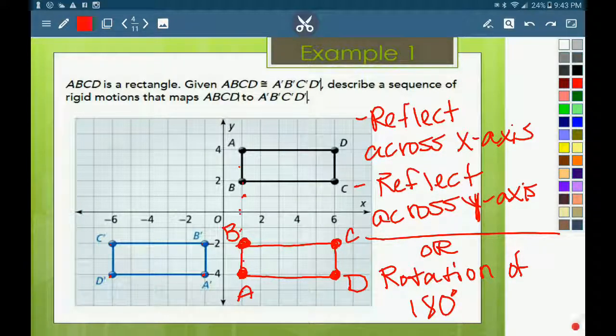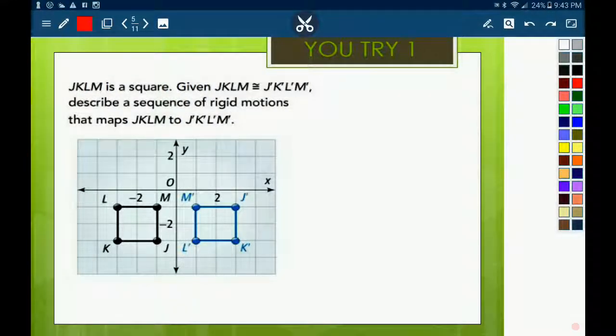You could even check this using your patty paper. So let's have you give this a try in your first U try. Try to think of, since this is a square, it's going to be difficult, think about where the letters, where the vertices are going to move. Okay, because a lot of students will probably think this is a reflection, and it might be a couple of different reflections, but it could also be a rotation. So please write down a movement or a series of movements that would map JKLM onto J prime, K prime, L prime, M prime.